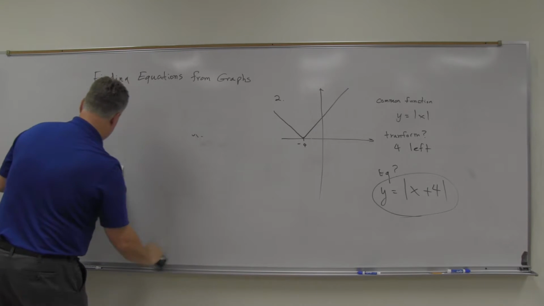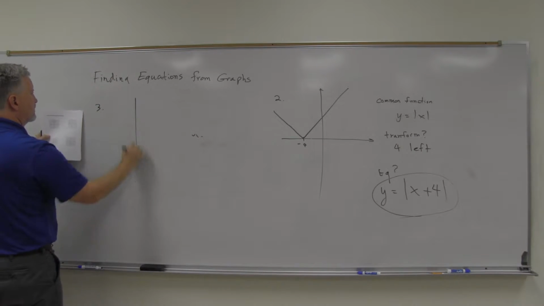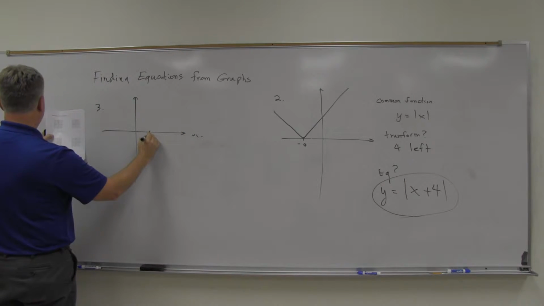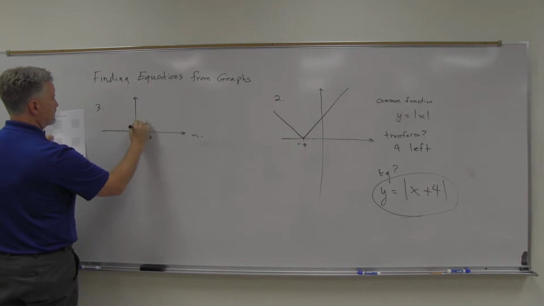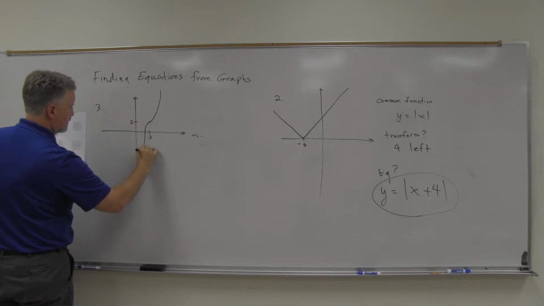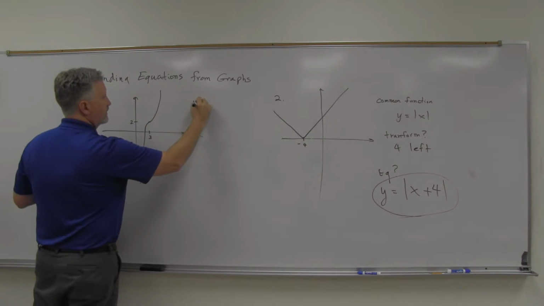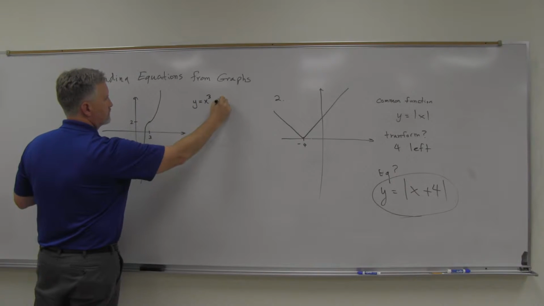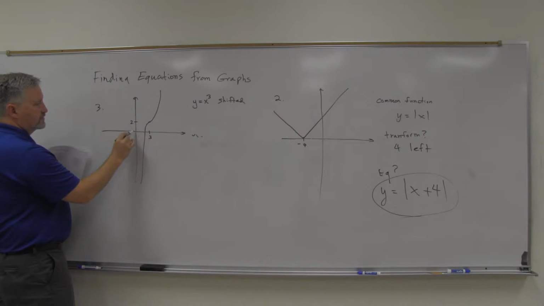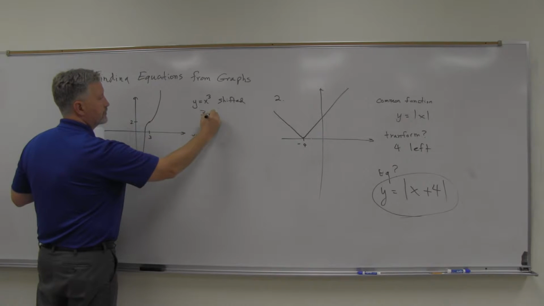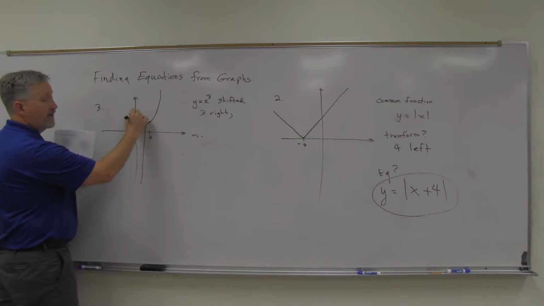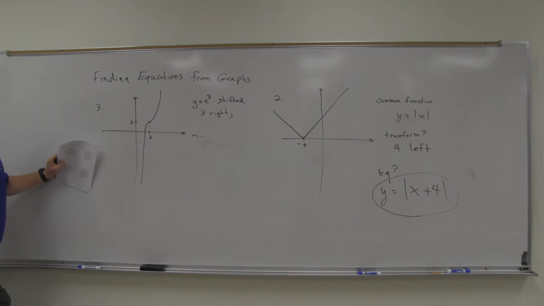All right. What do you got on number 3? Cube graph. X cubed. Let me draw it up here real quick. Looks like we've got the little squiggly part at 3 and 2. Yeah. That's y equals x cubed. Shifted how? Well, it's 3 to the right. I got 2. Oh, 3 to the right and up 2. Yeah, I believe it's 3 to the right and up 2. Yeah, that's right.